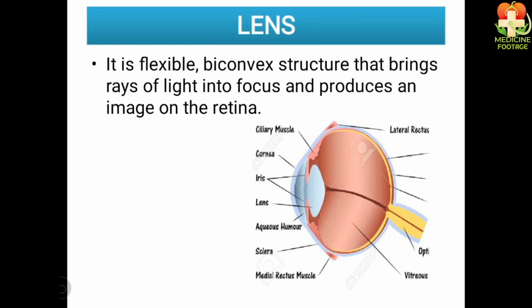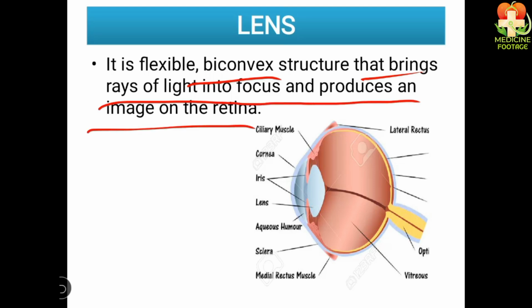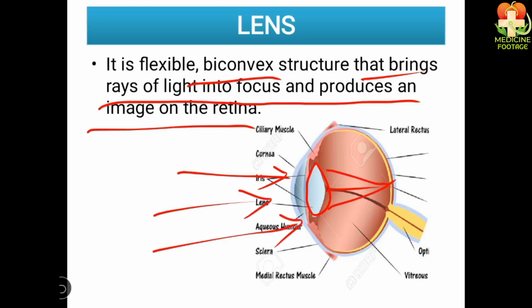Now, let's come to the lens. There is also a lens in the eyes, and there are two types of lenses, convex and concave. The lens in our eyes is a biconvex lens. The biconvex lens is the one that focuses light in one place, that brings the rays of light into focus and produces an image on the retina. So this white lens you see, when light passes through it, the light focuses in one place on the retina. This is the retina. Then, from the retina, the image goes to the brain through the optic nerve.